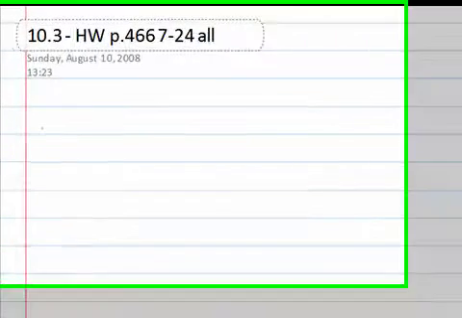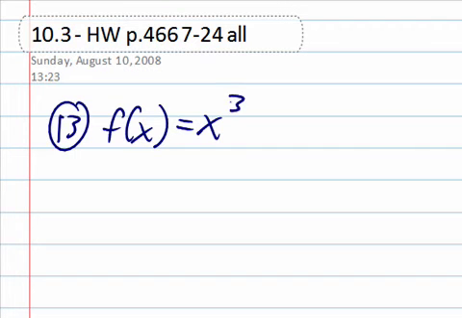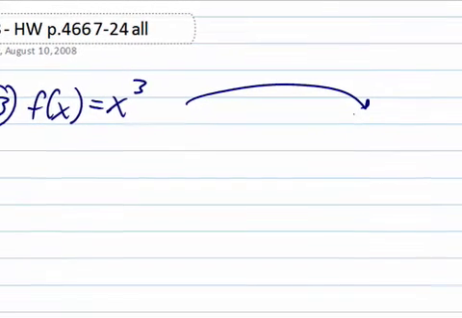This is problem number 13. The original function is f of x is equal to x cubed. And the question is asking you to find f inverse of x, the inverse function that's going to change a number back to the original number that you would plug into x cubed. Well, the opposite of cubing a number is taking the cubed root of the number.